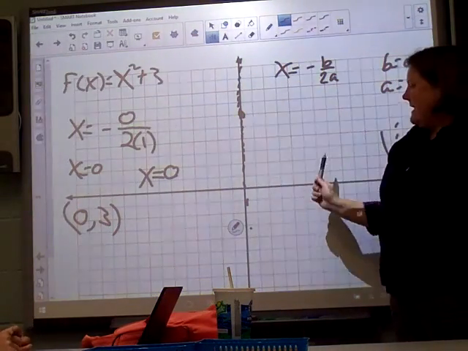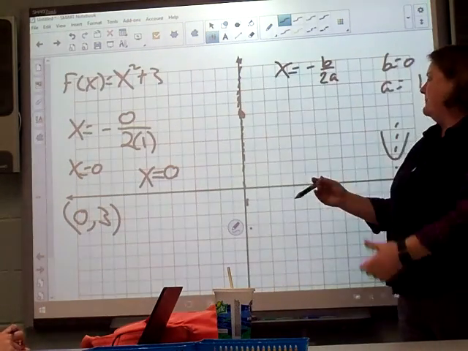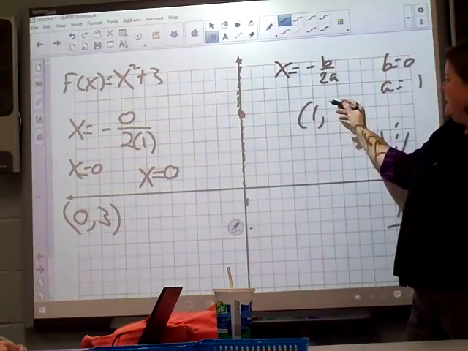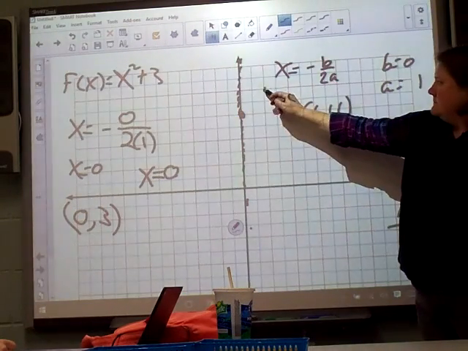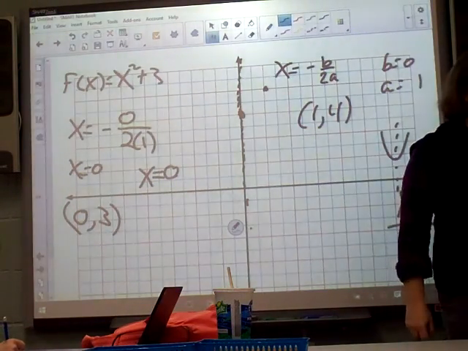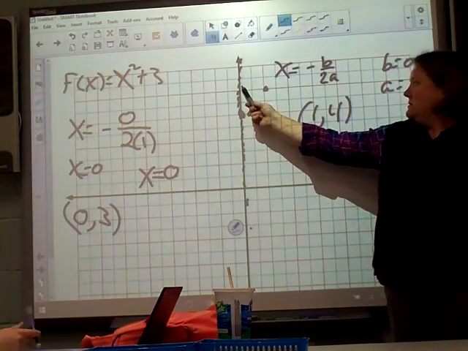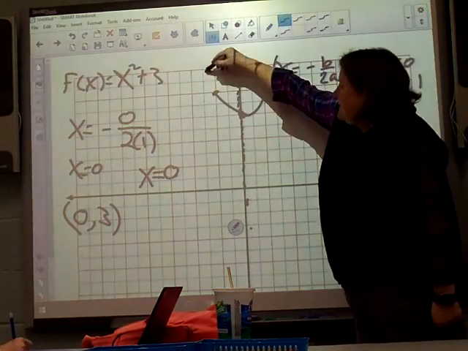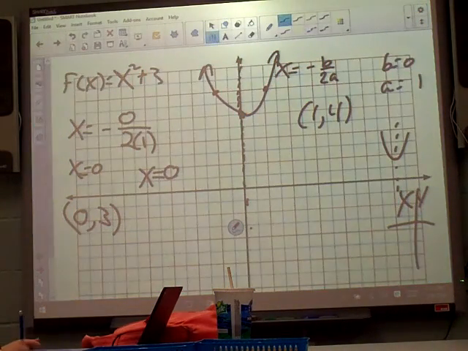So pick me any X except for 0. You can't use 0 because you already know it. 1. So if I did 1, 1 squared is 1 plus 3 is 4. So I'll go over 1, up 4. Okay? Now it's good old kindergarten counting. This point is 1 away from the axis of symmetry, so it goes 1 away on the other side. Shazam! There's your parabola. Axis of symmetry, check. Vertex, check. Graph, check. We got 2 more.